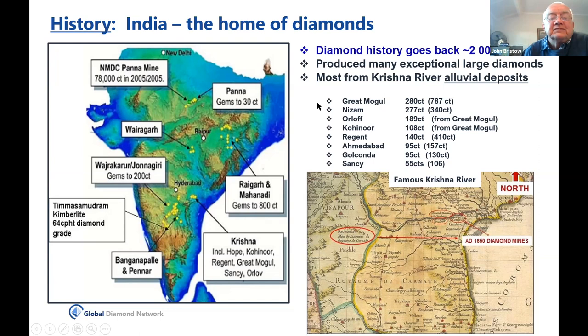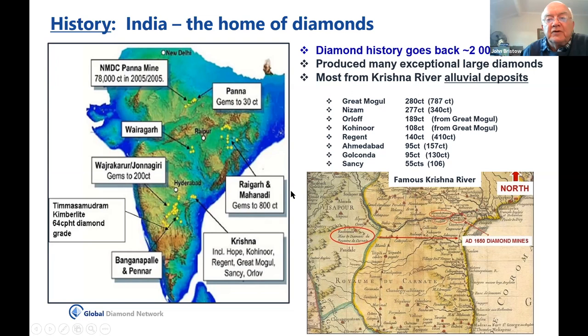So there's just a simple map of India. Panna is a little lamproite mine that's still being mined, mostly artisanally, pick and shovel, and produces some fairly decent gems. But most of the famous diamonds that have come out of India were down here on what we called Krishna, the big Krishna River. And at Hyderabad was the famous Golconda Fort, which was one of the early trading houses for diamonds in the central part of India.